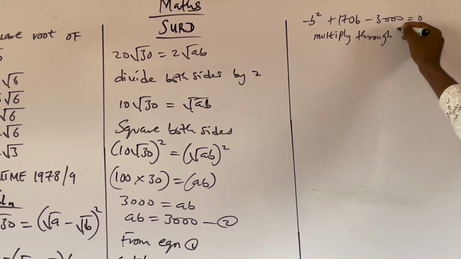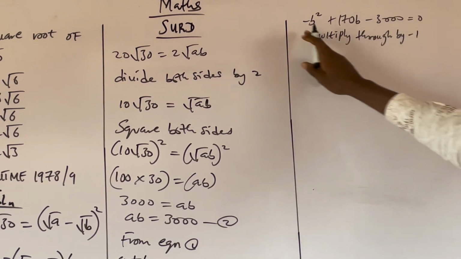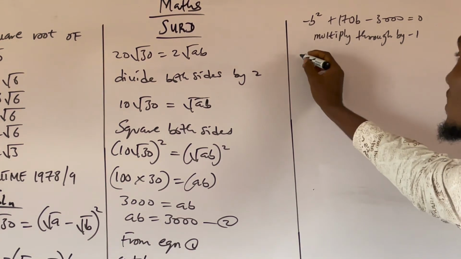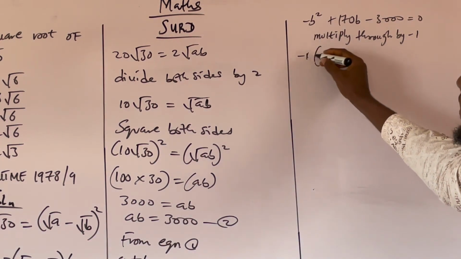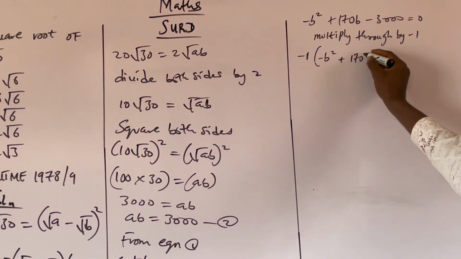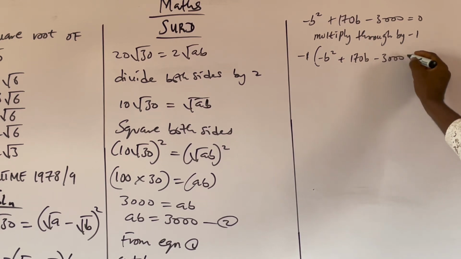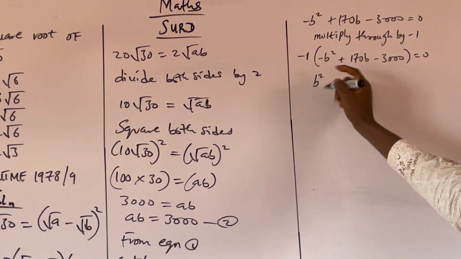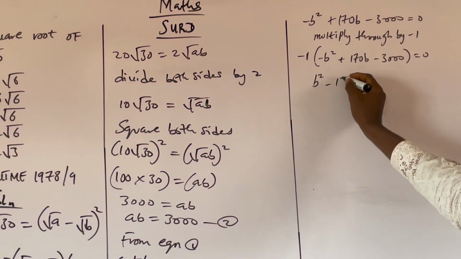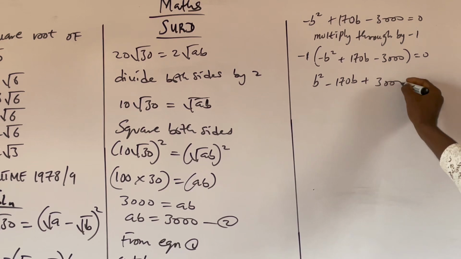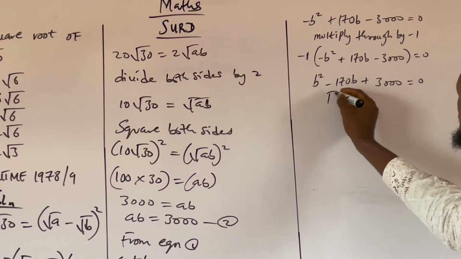You multiply through by minus 1 to eliminate this negative sign as the coefficient of b square. So this is minus 1 into bracket minus b square plus 170b minus 3,000 equal to 0. Minus times minus gives plus b square. Minus times plus gives minus 170b. Minus times minus gives plus 3,000 equal to 0. Next thing, you factorize.